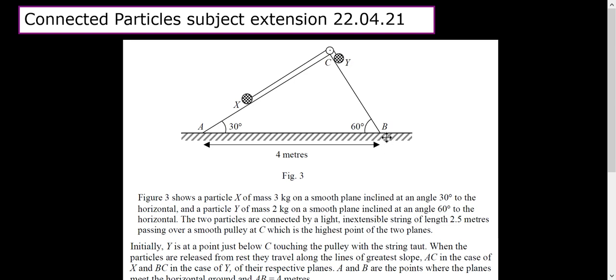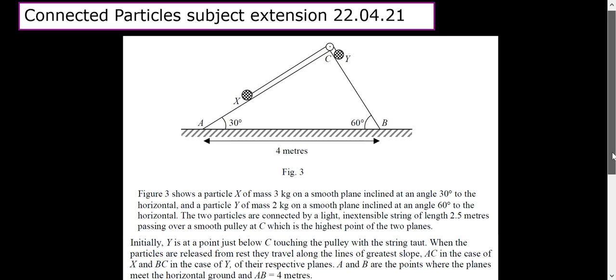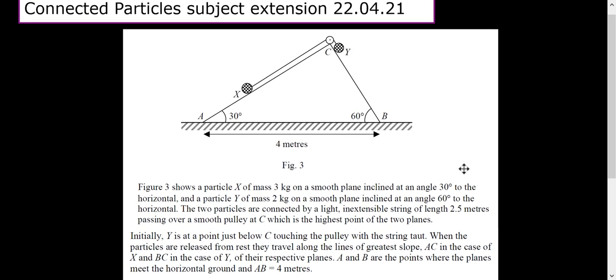The two particles are connected by a light inextensible string, and the length of the string is 2.5 meters, and it's passing over a smooth pulley at C, which is the highest point of the two planes. A lot of information. Initially, Y is at a point just below C, touching the pulley with the string taut. Now, this is really important. We'll come back to this later in the question. The diagram makes it look like particle Y is at some distance from the pulley, when in fact we read the blurb and we can see that it is touching the pulley.